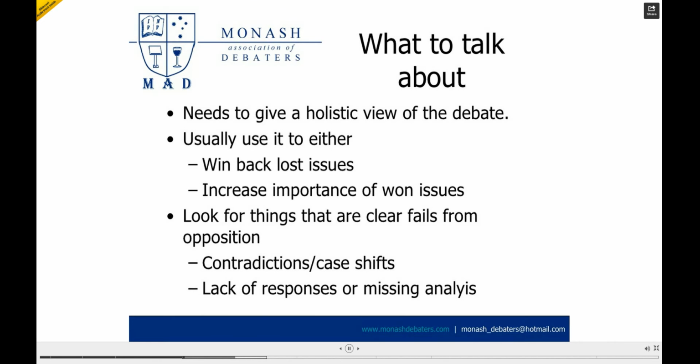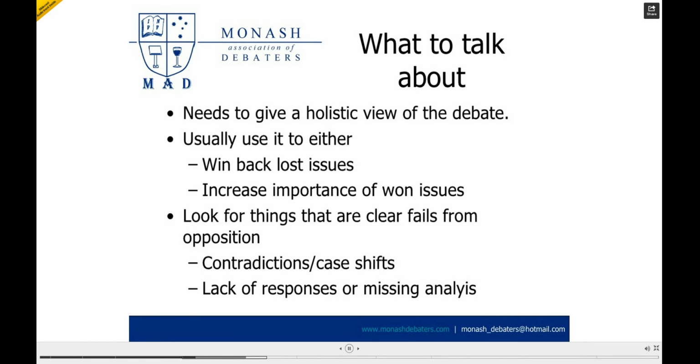So, what do we talk about in a reply speech? You can't, as I said already, talk about everything that happened in the debate. It's just impossible to go through every single argument and all the analysis that came. But ideally what you're trying to do is give a holistic view of everything that has happened in the debate and try and do one of 2 things. Either you're going to use this reply to win back lost issues. So you might sit there after your third speaker's spoken and realise that the most important point in the debate, your side is currently losing.